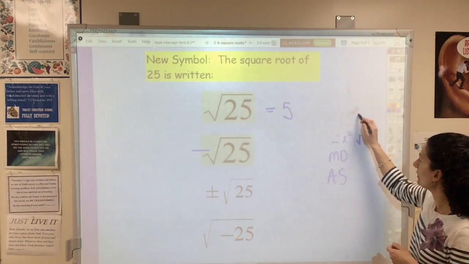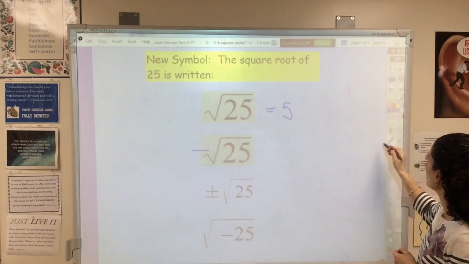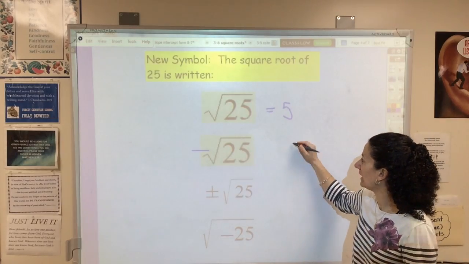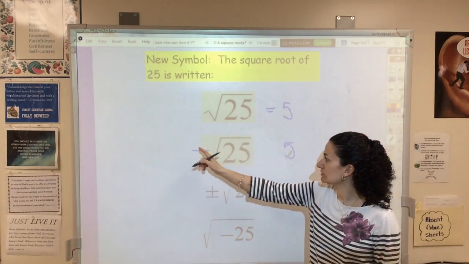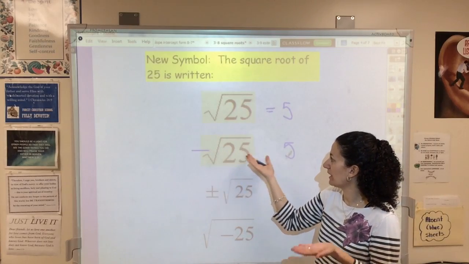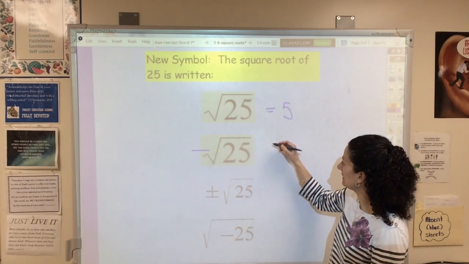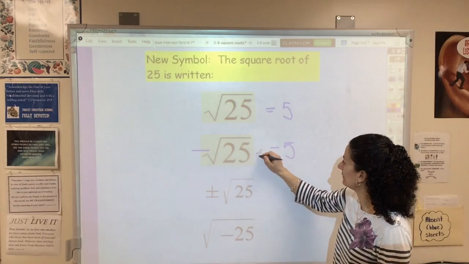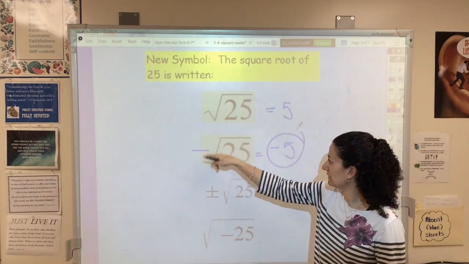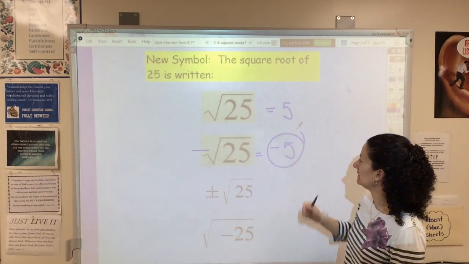So that means in this problem, we're going to evaluate the square root of 25, which is 5, and then it's like there's an invisible -1 being multiplied by this square root. So that means the answer is going to be -5. The negative square root of 25 is -5.